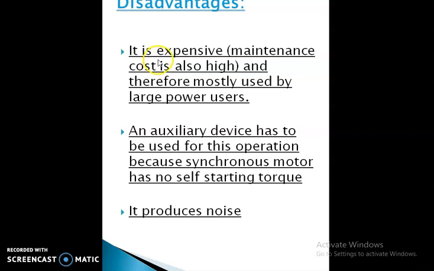Disadvantages: it is expensive, maintenance cost is also high, and therefore it is mostly used by large power users. Usually an auxiliary device has to be used for starting operations because a synchronous motor has no self-starting torque. Next, it produces noise. These are the disadvantages.